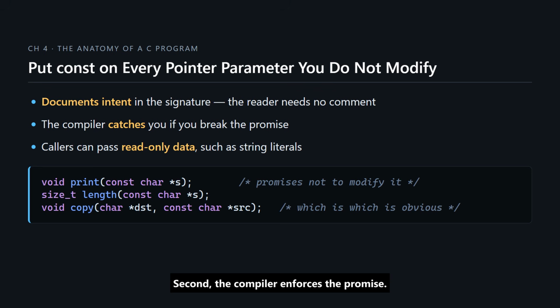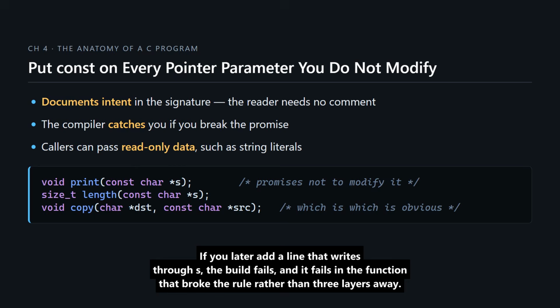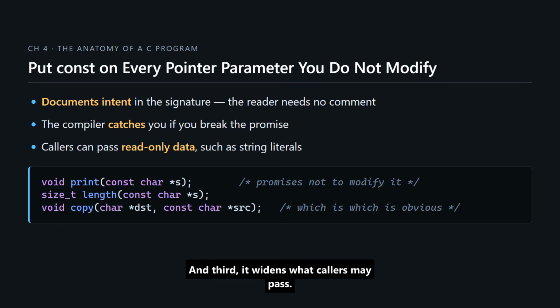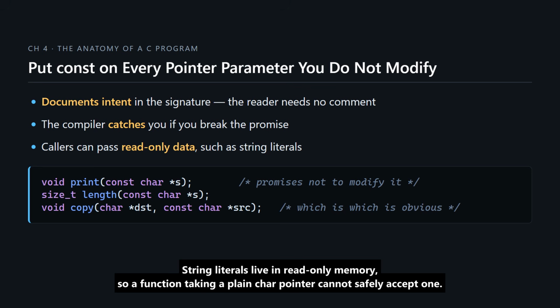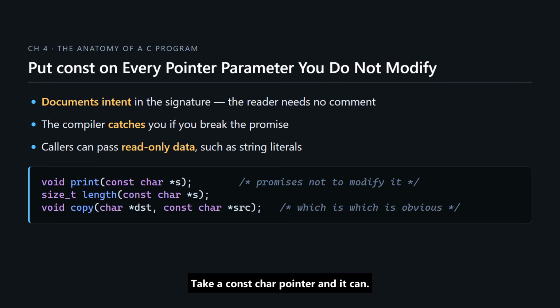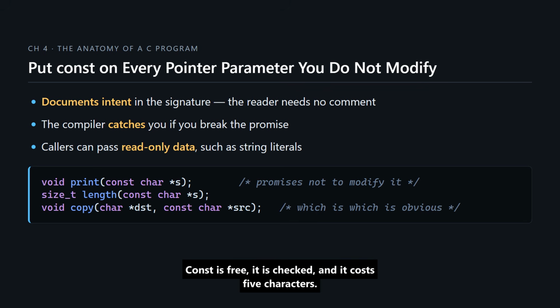Second, the compiler enforces the promise. If you later add a line that writes through S, the build fails, and it fails in the function that broke the rule rather than 3 layers away. And third, it widens what callers may pass. String literals live in read-only memory, so a function taking a plain char pointer cannot safely accept one. Take a const char pointer and it can. Const is free, it is checked, and it costs 5 characters.